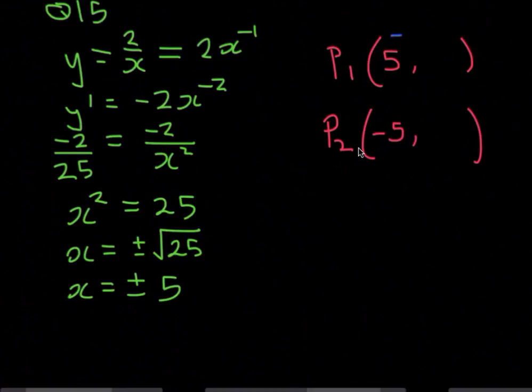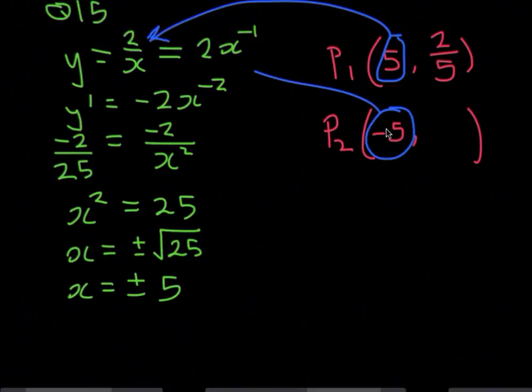If I take this x value here and substitute into the original equation, we find that when x is equal to 5, the y value is 2 on 5. And if we do the same thing for the second point and substitute this x value into our original equation, then we find that the y value is going to be minus 2 on 5. So we have our 2 points, point 1 and point 2, with the coordinates 5 and 2/5, and the second coordinate is minus 5 and minus 2/5.